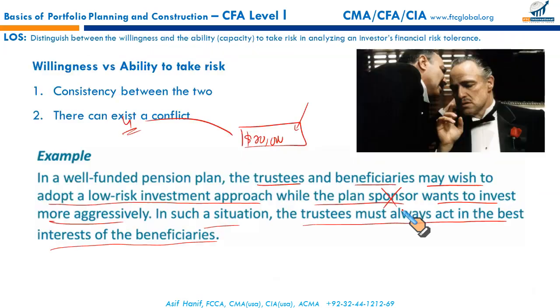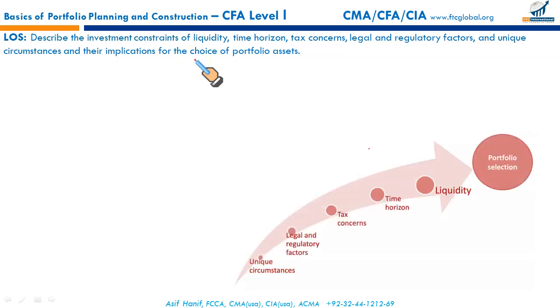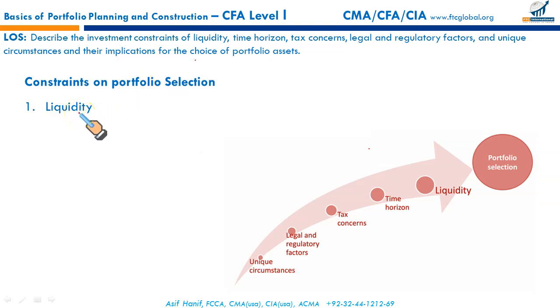Then, the next LOS says: describe the investment constraints of liquidity, time horizon, tax concerns, legal and regulatory factors, and unique circumstances and their implications for the choice of portfolio assets. Okay, let us discuss these one by one. First, liquidity. Liquidity refers to the ability to turn investments into spendable cash on short notice without giving significant price concessions.